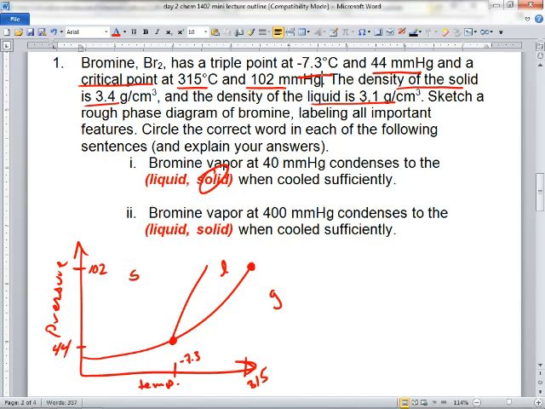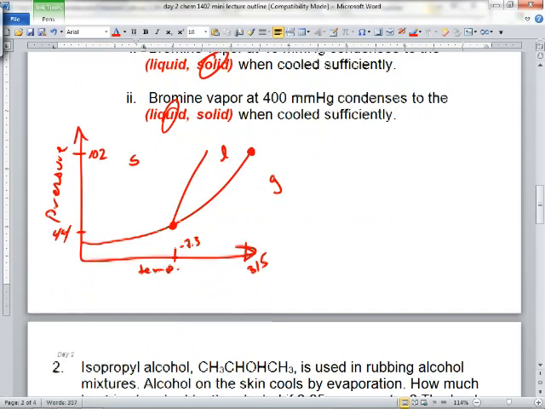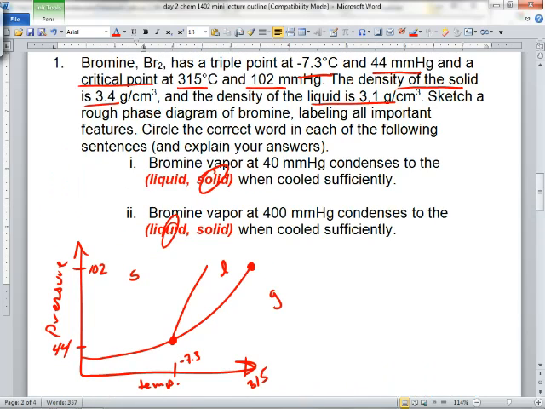Okay. So we're up here somewhere, and we want to cool sufficiently. So again, we're going to go to the left or right. This time, go to the left. Okay. So we're going to turn it into a liquid. If you get it even colder, you're going to turn it into a solid. But at first, it's a liquid. Well, it says condenses to liquid.